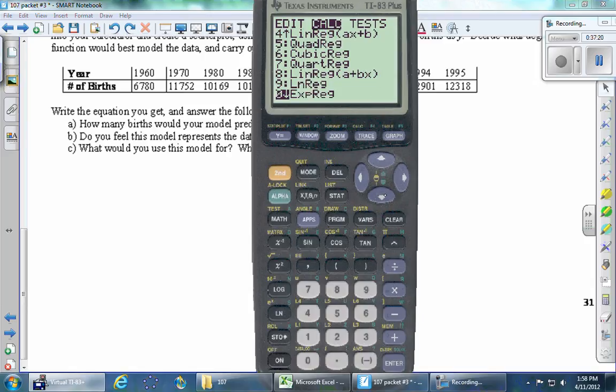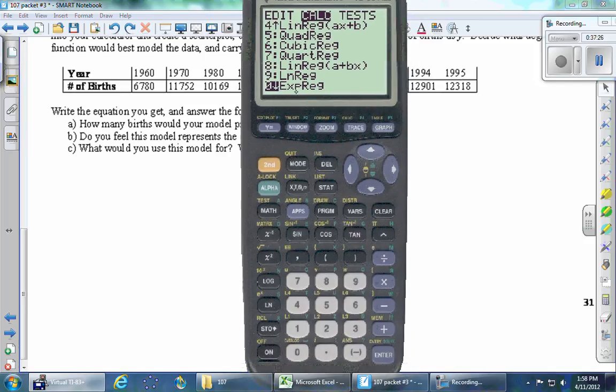Then there's this thing which says exp. What do you think? Is that a Microsoft product? No? Exponential, that's what exp stands for. We will talk about those. Then there's a PWR, power function, whatever that is. And then down here, logistic, whatever that is. So there's a bunch of options.